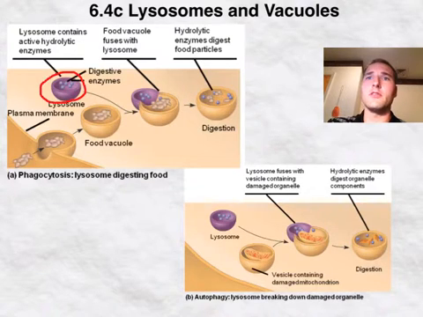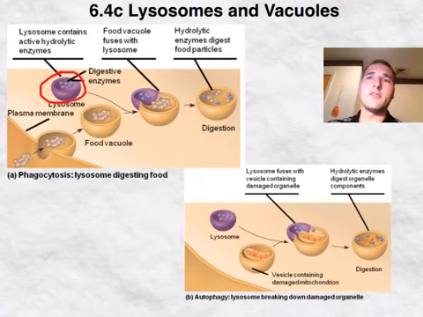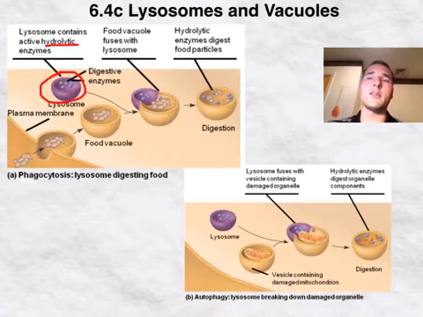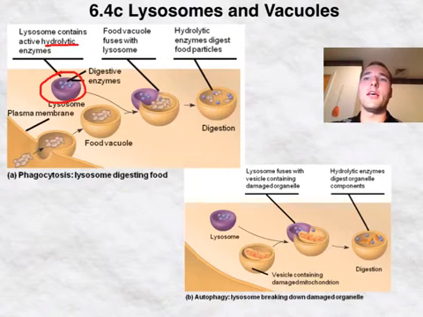So here's a lysosome, and a lysosome would be produced by the endomembrane system, so this would probably bud off of the trans face of the Golgi bodies, and has these digestive enzymes. Specifically, they are hydrolytic enzymes, which simply means they're good at doing hydrolysis, so they break things down. There are two different scenarios where these could be used.